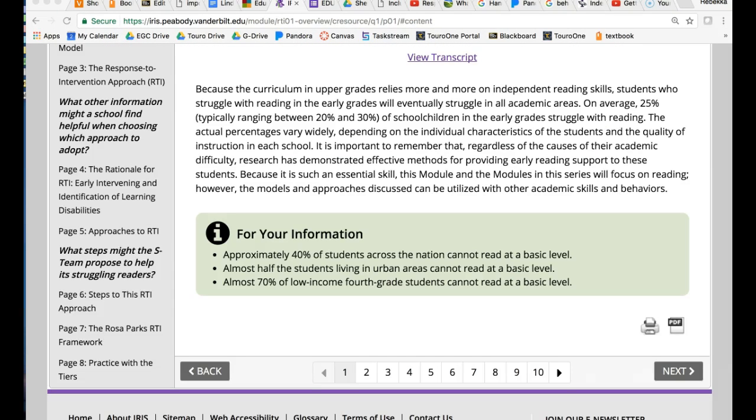So as you can see, reading is a major barrier to student success. And you can see even some of these statistics. 40% of students across the nation can't read at a basic level. Almost half of the students living in urban areas cannot read at a basic level, and 70% of low-income fourth grade students cannot read at the basic level.